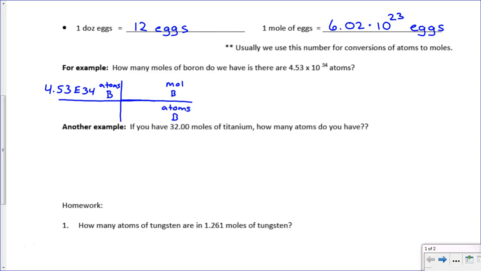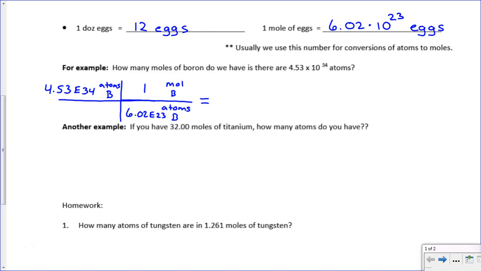Now, the question I encourage students to ask themselves is, based on what we've said before, are there 6.02 times 10 to the 23rd moles in one atom? Or are there 6.02 times 10 to the 23rd atoms in 1 mole? Hopefully out of those two, one of them sounded better. It's 6.02 times 10 to the 23rd, or E23, atoms in 1 mole.